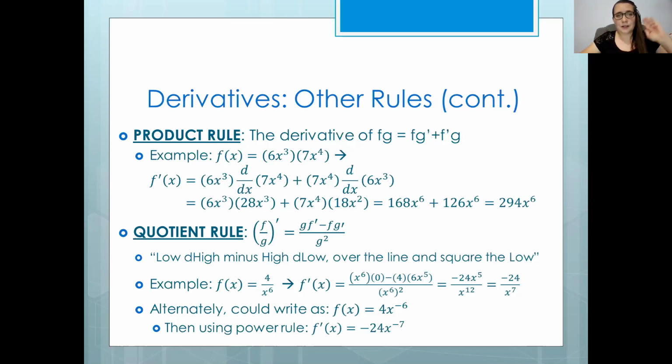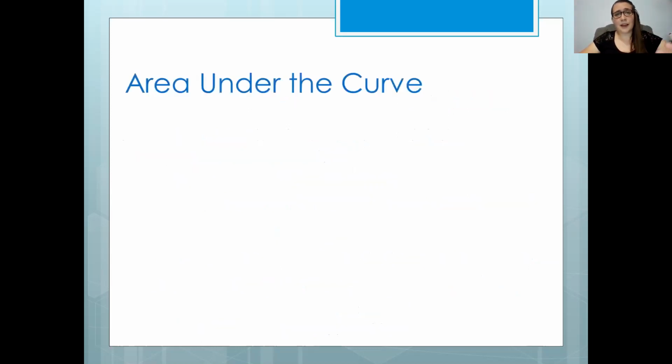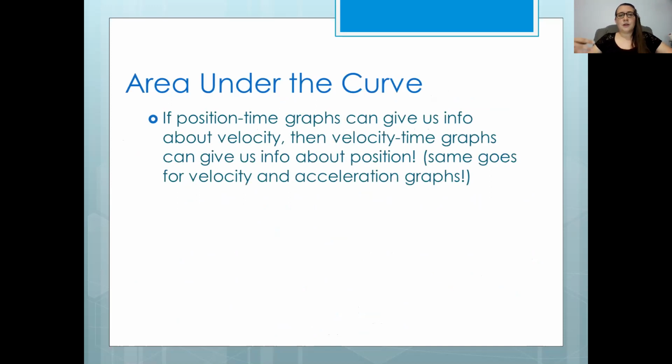But we're going to keep rolling through this for now because I want to quickly introduce to you guys area under the curve, or the calculus term for this is integrals. So we know from the past couple of days that position time graphs can tell us about the velocity. The slope of a position time graph gives us the velocity. Well, that should mean then that the velocity time graph can give us information about position. If one is related to the other, then they're both related to each other, right?